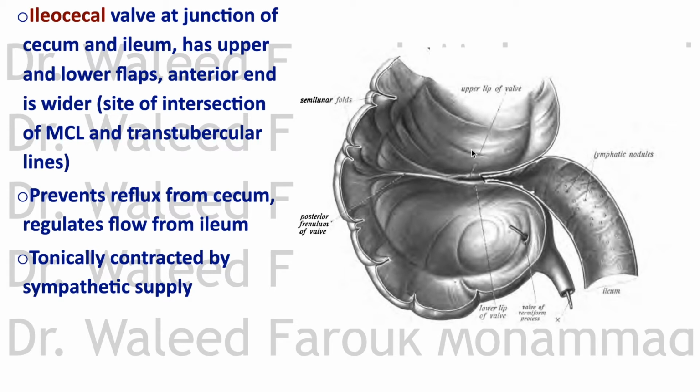Now, there's a surface landmark for the ileocecal valve. It's at the point where the midclavicular line transects the transtubercular line. So remember, it's not McBurney's point. McBurney's point marks the base of the appendix, but the intersection between the midclavicular line and the transtubercular line marks the ileocecal valve. Remember this as an important surface anatomy.